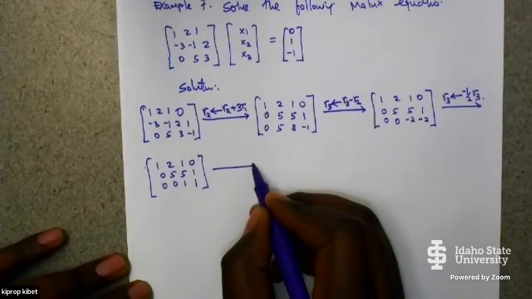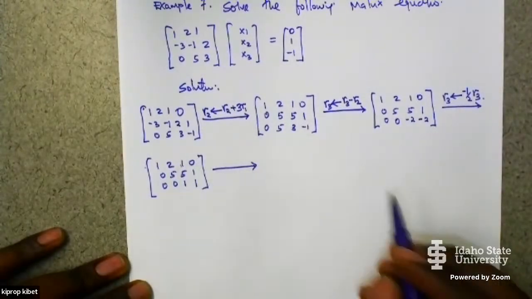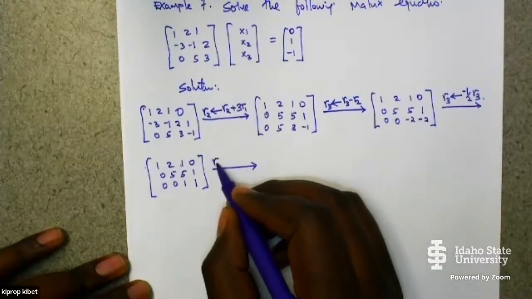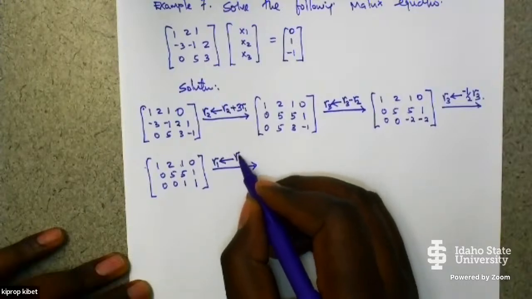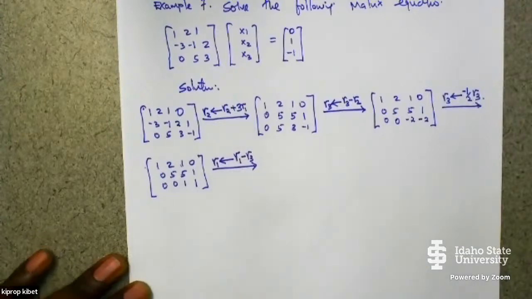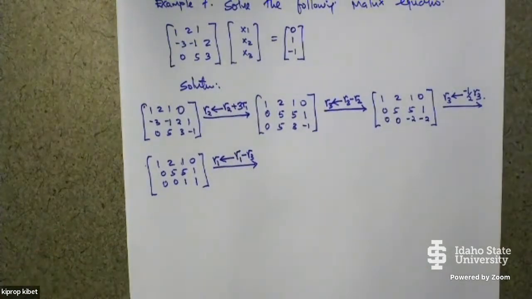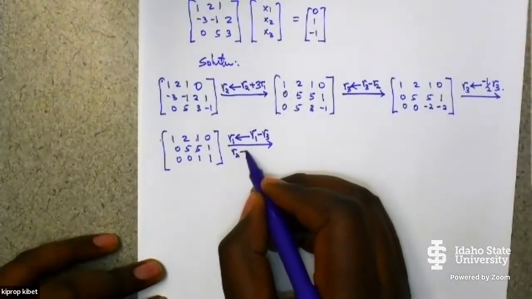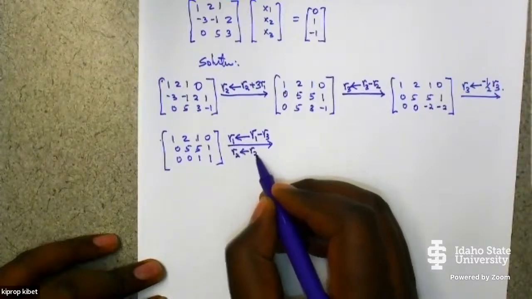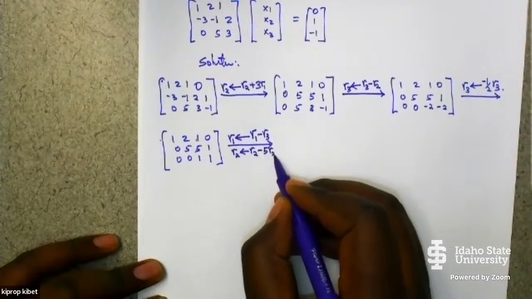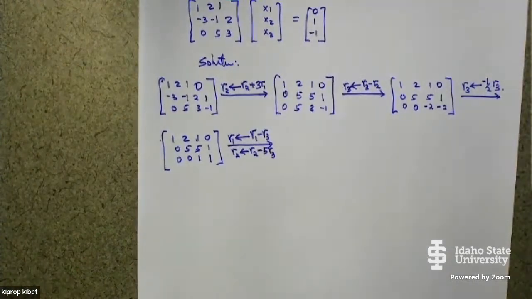Okay, now we want to make this one 0 and this one 0. To make this one 0, our new R1 will be R1 minus R3. To make this one 0, our new R2 will be R2 minus 5 R3.